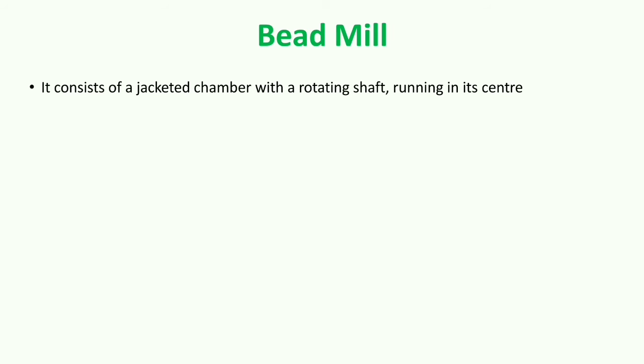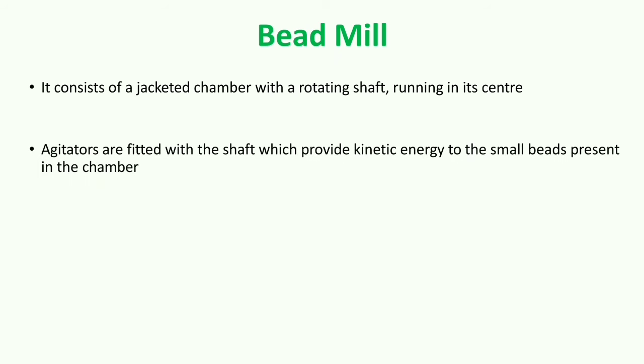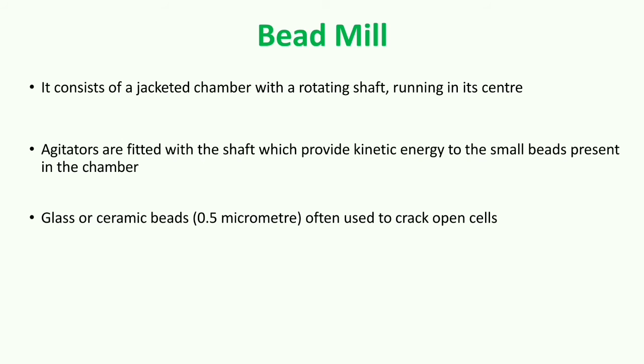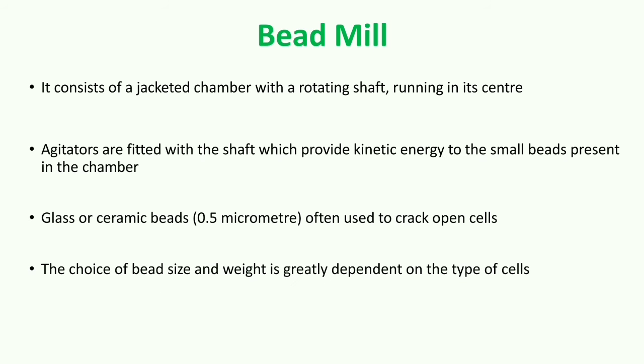So a bead mill mainly consists of a chamber. In this chamber, there is a rotating shaft positioned in the center. To this shaft, agitators are fitted. These agitators are known to provide kinetic energy to the small beads which are present in the chamber. The beads can be made of either glass or ceramic with a diameter ranging up to 5 micrometer. They are used to break open the cells. The choice of bead size and the weight is greatly dependent on what type of cells you are using.